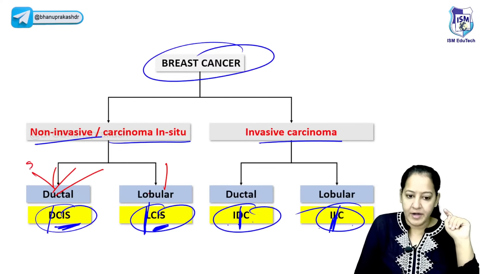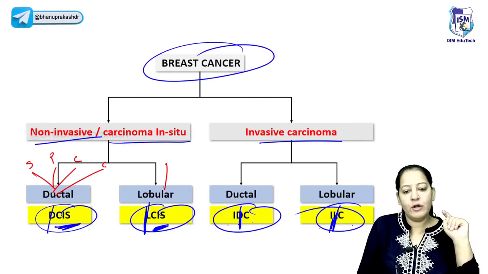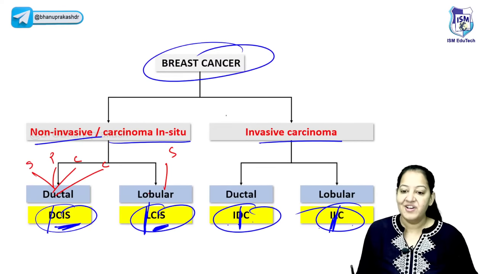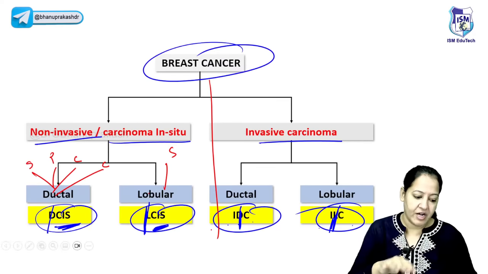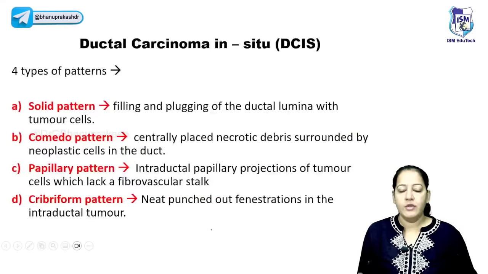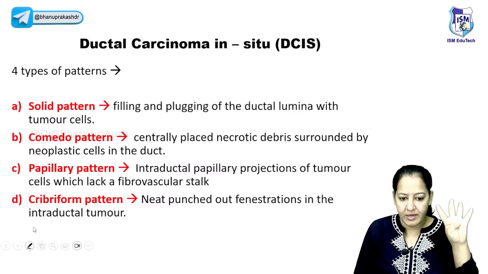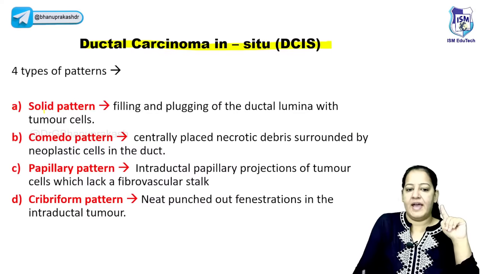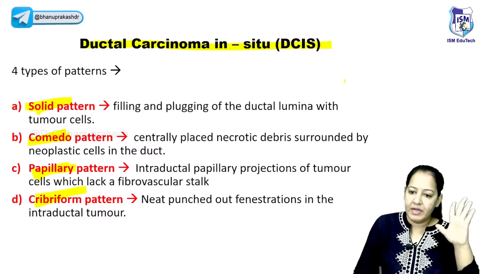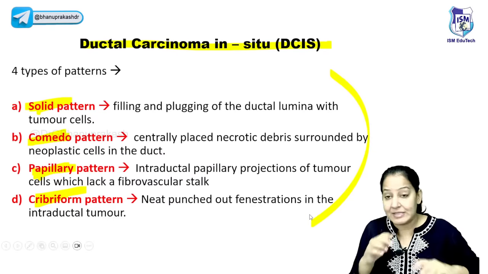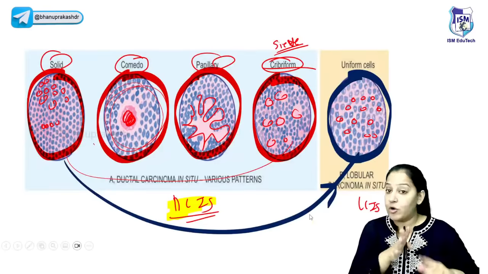The types are solid, papillary, comedo, cribriform. Here only solid is there. So we are done with the in situ. Now I will come to the invasive one. You can see these are the 4 variants. You can read the description if you wish. These are the 4 variants of the DCIS: solid, comedo, papillary, cribriform. In all of them, the arrangement differs. But the one thing which is common is that tumor cells are not coming out.